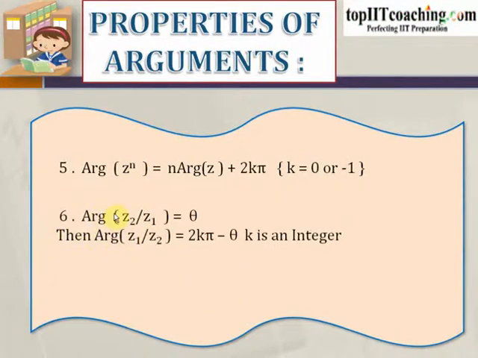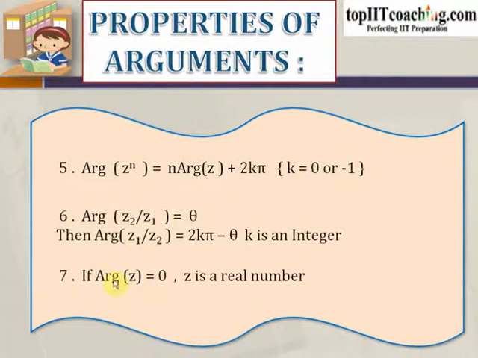The sixth is: if argument of z2 by z1 is equal to theta, then the argument of z1 by z2 would be equal to 2k pi minus theta, where k is an integer. So if we have the argument of z2 by z1 equal to theta, then the argument of z1 by z2 would be equal to 2k pi minus theta, where k is an integer.